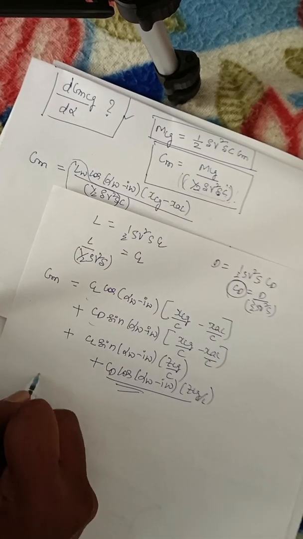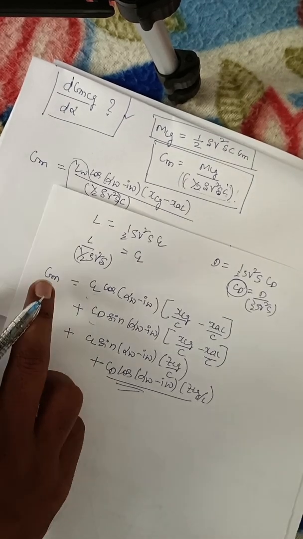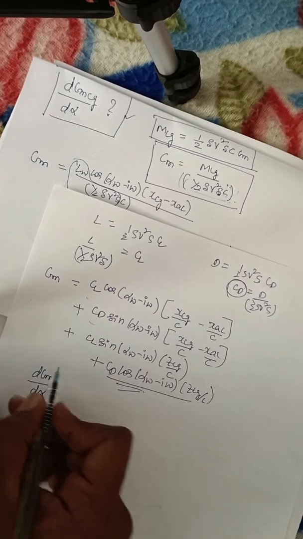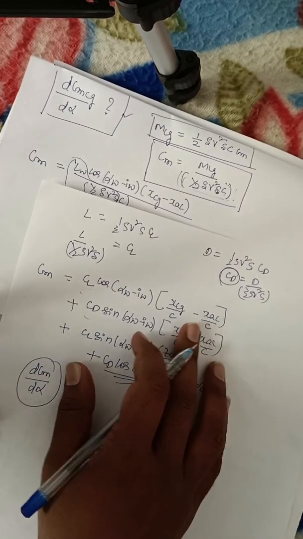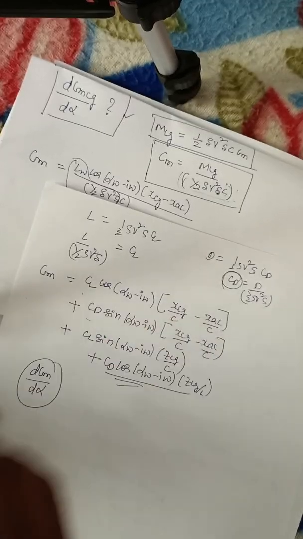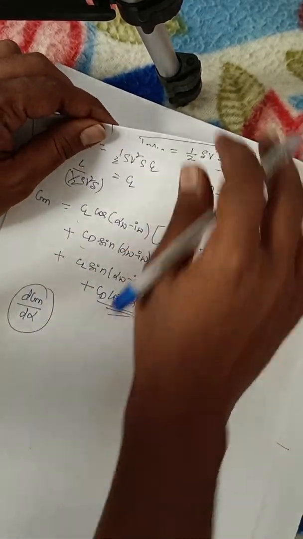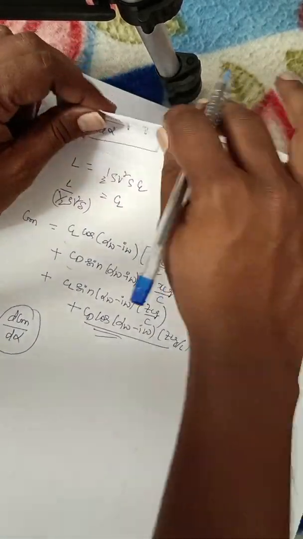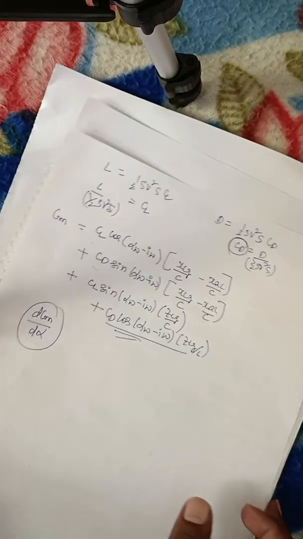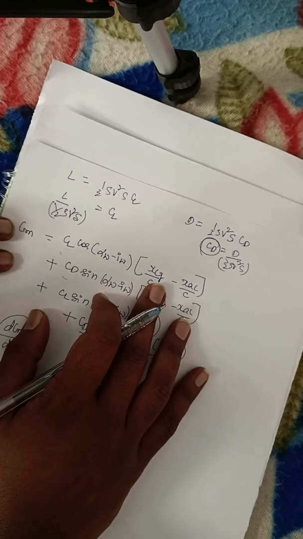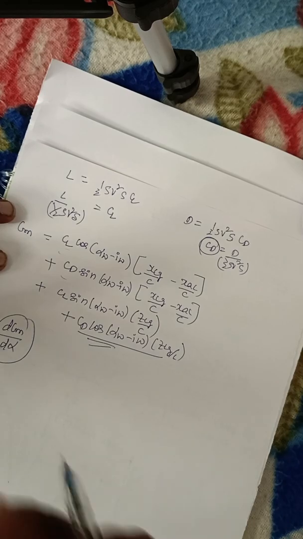Now if you want to know dCM by d alpha, you should differentiate this CM with respect to alpha, then you will get the contribution of the wing towards the stability. But this is the actual case, the actual condition. In order to solve the problems, we are going to simplify it. If you want to get the perfect answer, you need to do this. You are going to differentiate with respect to alpha, then only you will get the contribution of the wing.